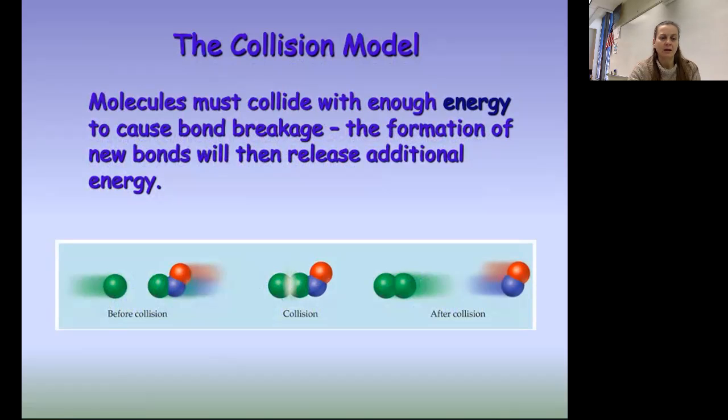Okay, so we can see here we have our molecule before the collision and we have an atom over here before the collision. They collide. This bond between this green atom and this blue atom is broken, and this collision has to have enough energy to break that bond. And now the new bond is formed, and that's going to release energy.